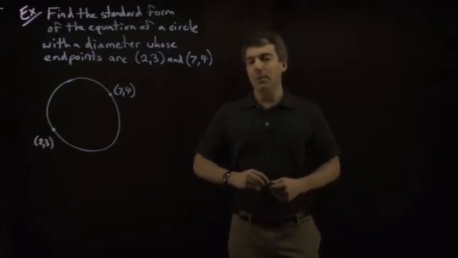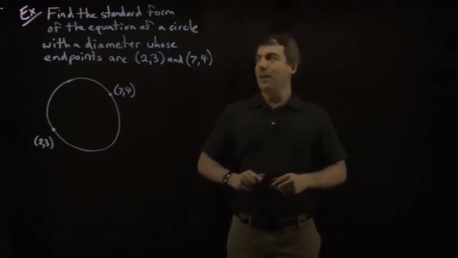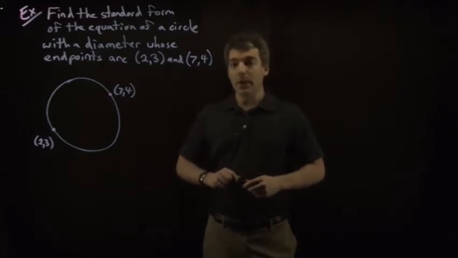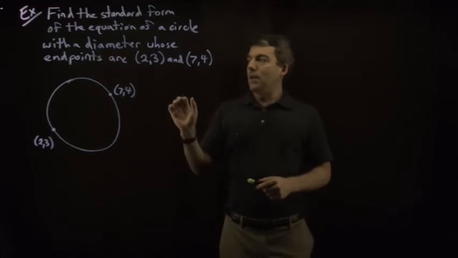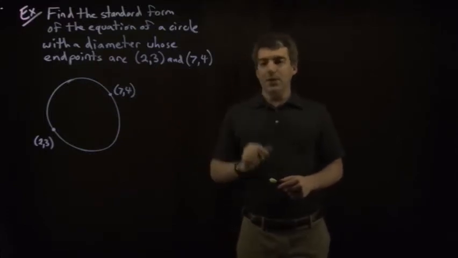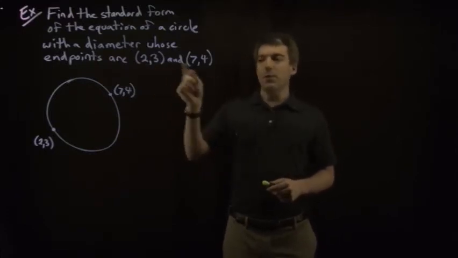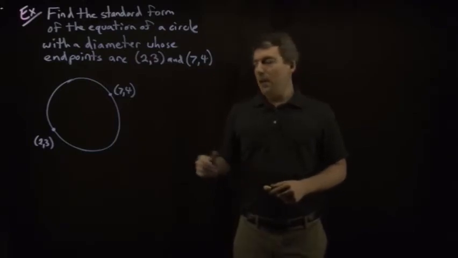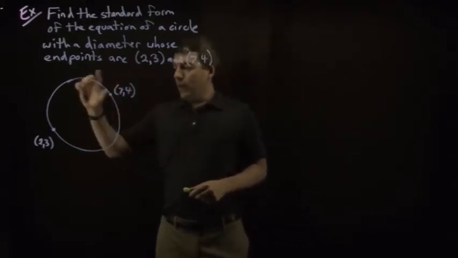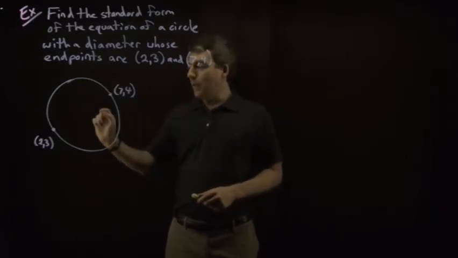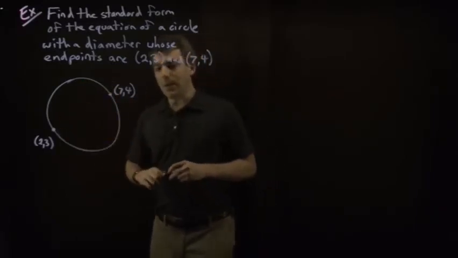All right, in this example, we're going to again find the standard form of the equation of a circle, and we're given that its diameter is between these two given points on the circle, (2, 3) and (7, 4). Now, just to give you a sketch of what this might look like, we've got the circle, and we have 2 points that determine the diameter.